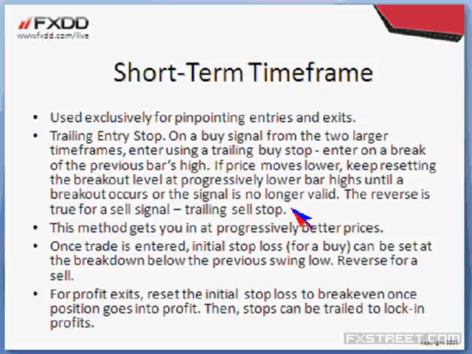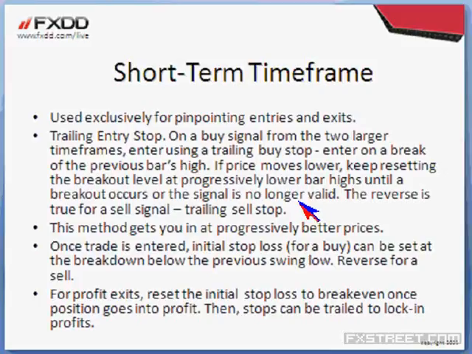I'm looking for a trailing sell stop. The long-term time frame and the medium-term time frame are telling me to go short, so I'm looking to play a breakdown of the last bar low. If that occurs, I'm getting into the trade. If it doesn't occur, if the next bar is higher, I'm going to set the new breakout level at the low of that bar.